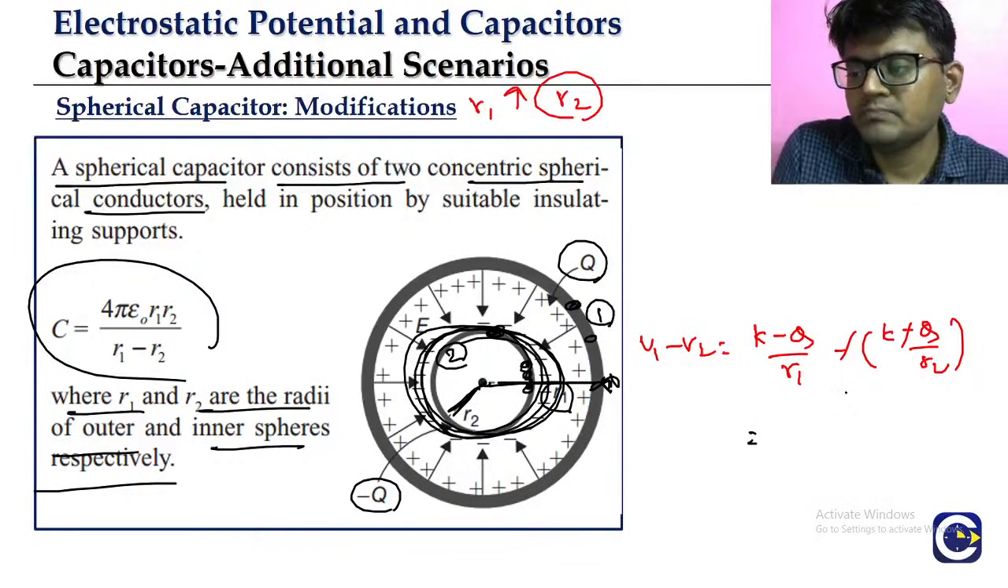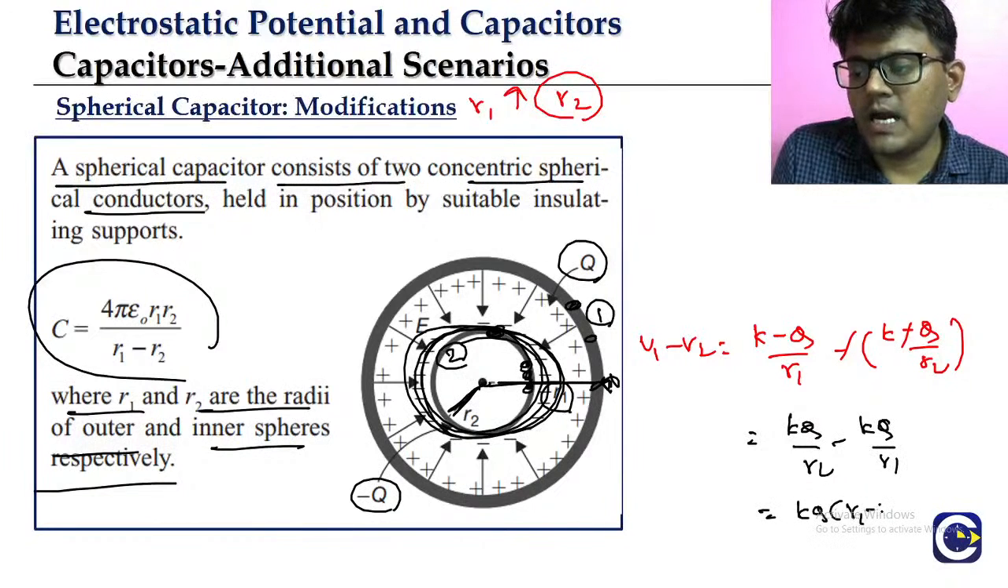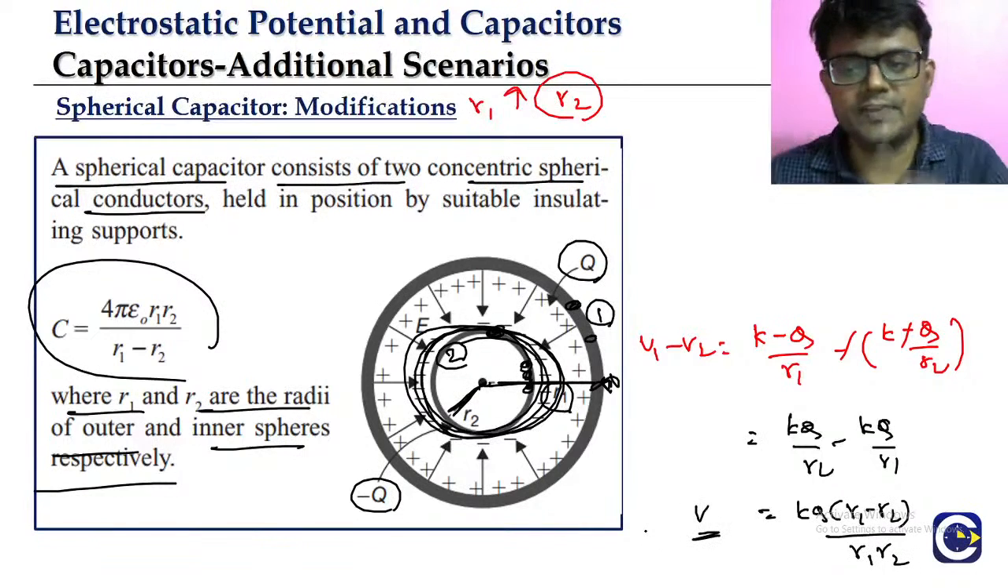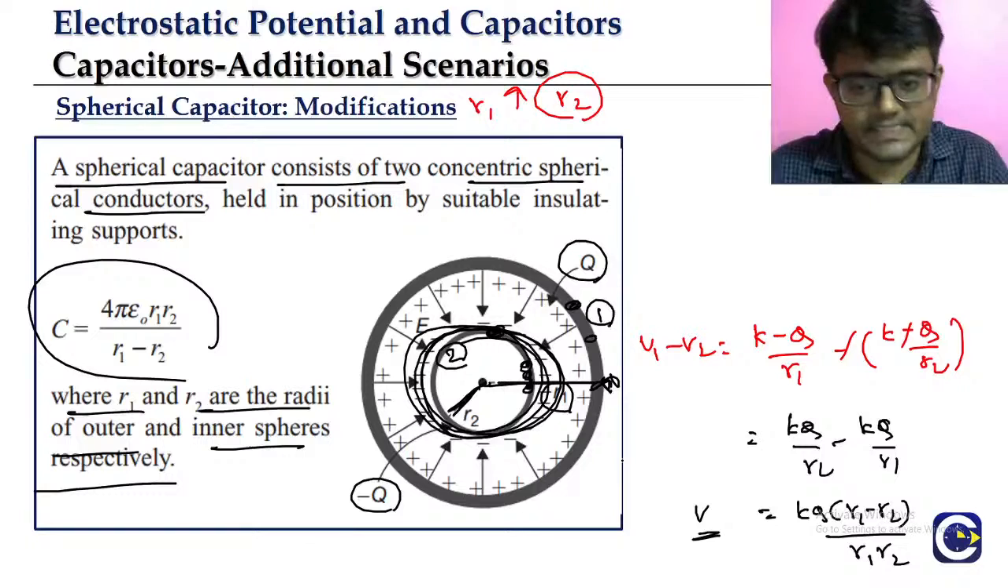What is finally? Kq by R2 minus Kq by R1 madri. What is it? Kq nama common edutha, R1 minus R2 by R1 R2. That is our potential difference between the two plates.